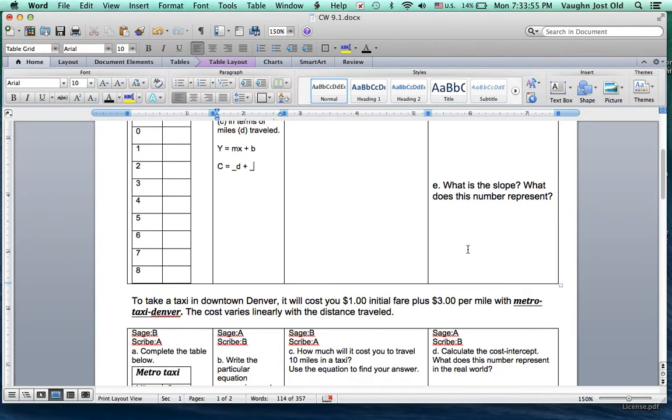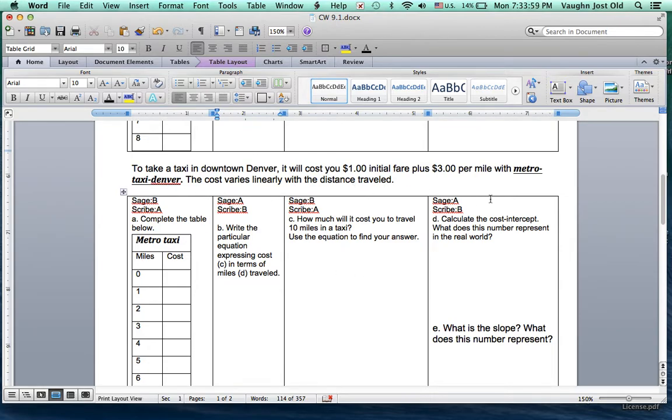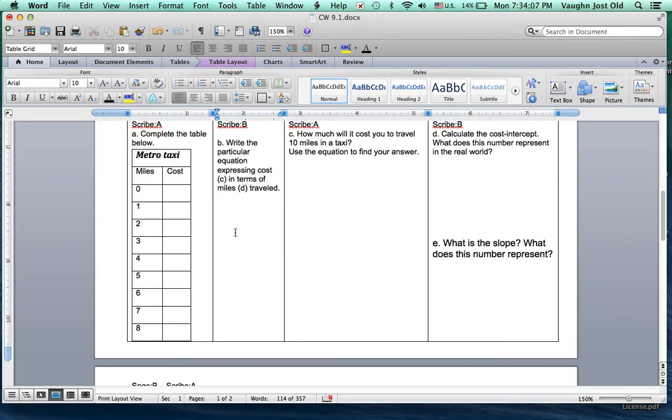Once you've finished those problems, you'll continue on to the next taxi company, the Metro Taxi Denver, which has slightly different numbers, different fares, and you'll continue the same process to solve each of those questions.